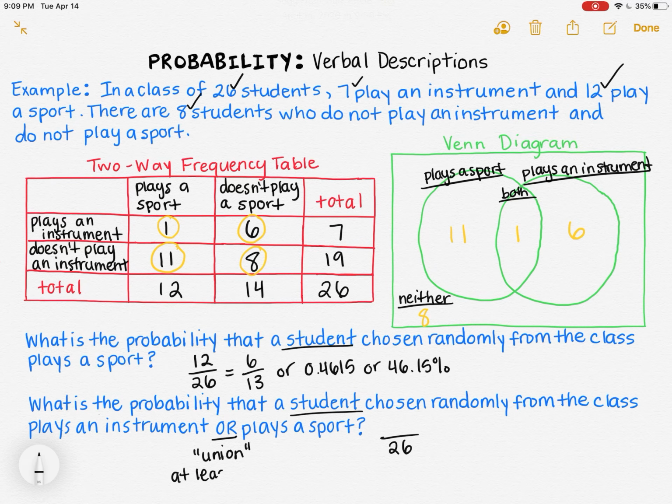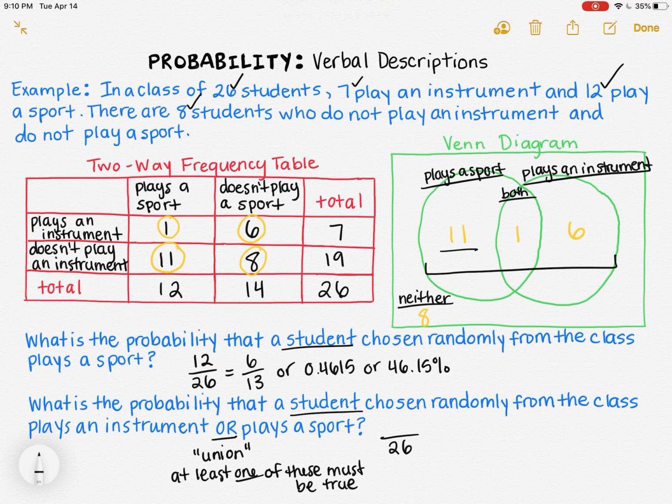For union, I need to make sure that the students I count have at least one of these things to be true. So they either can play a sport, they could play an instrument, or they could play both. So at least one of the events has to be true. I can really easily figure this out looking at my Venn diagram. I also know that union means I'm looking at everything in the two circles.